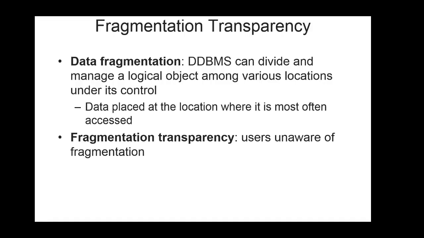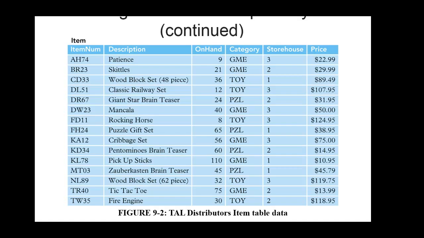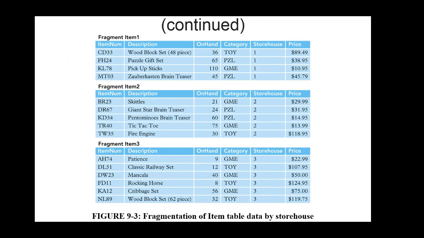Fragmentation transparency is when users are not aware of fragmentation. The users should feel that they are using a single centralized database. So the distributed database management system should handle the fragmentation. In this example, we are looking at the Premier Products part table data, and we see the fragmentation of part table data by storehouse.